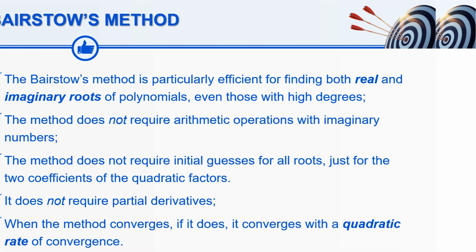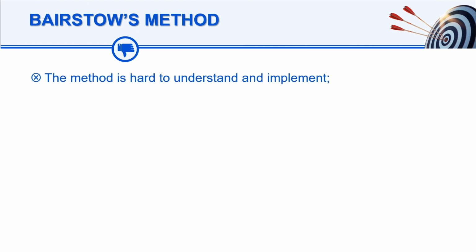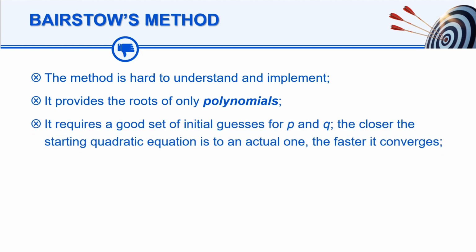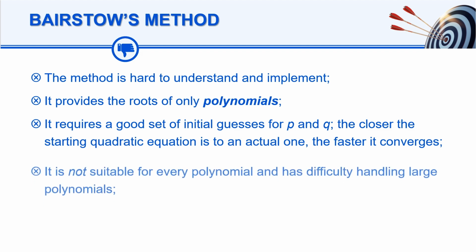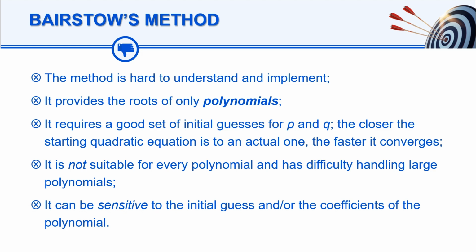The disadvantages of the method are: the method is hard to understand and implement. It provides the roots of only polynomials. It requires a good set of initial guesses for p and q. The closer the starting quadratic equation is to an actual one, the faster it converges. It is not suitable for every polynomial and has difficulty handling large polynomials. It can be sensitive to the initial guess and/or the coefficients of the polynomial.